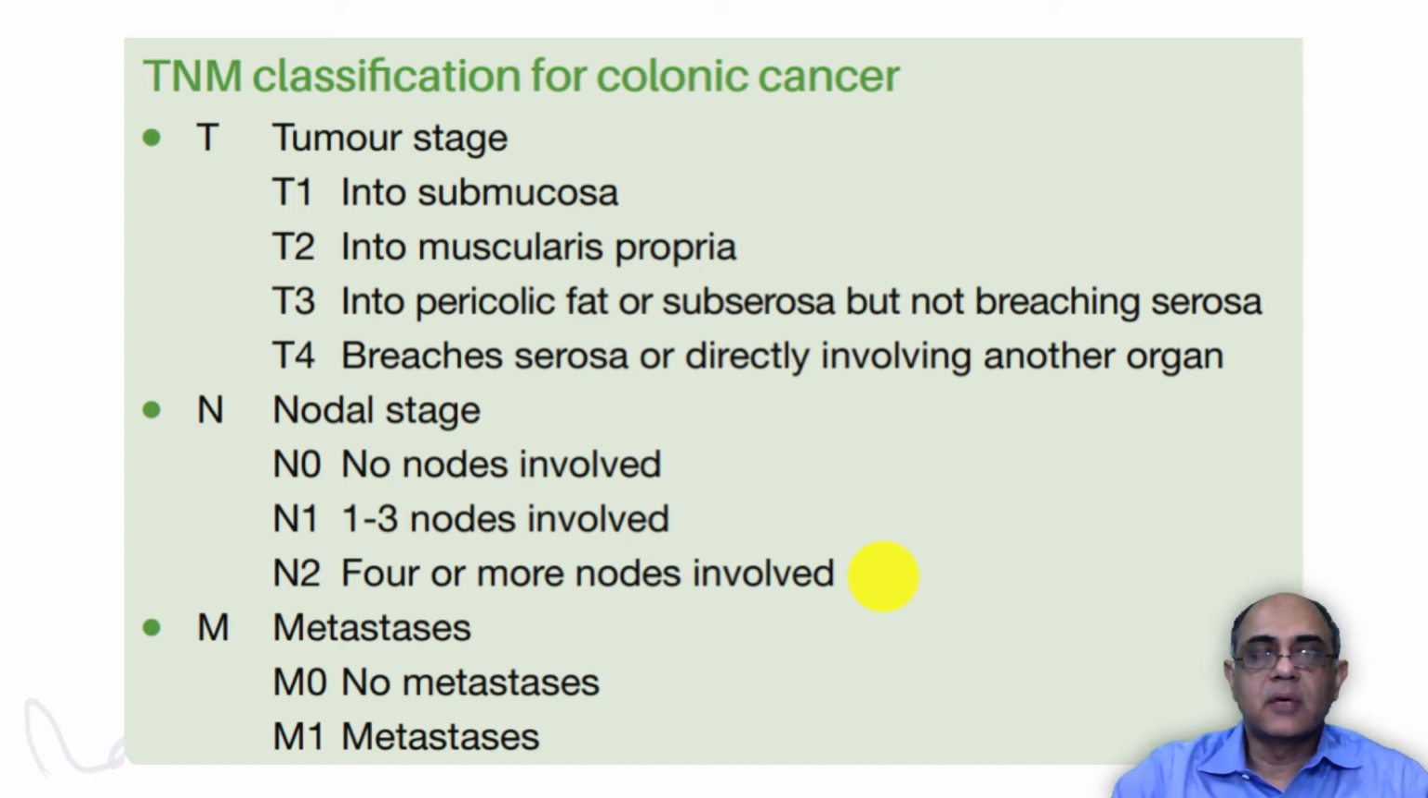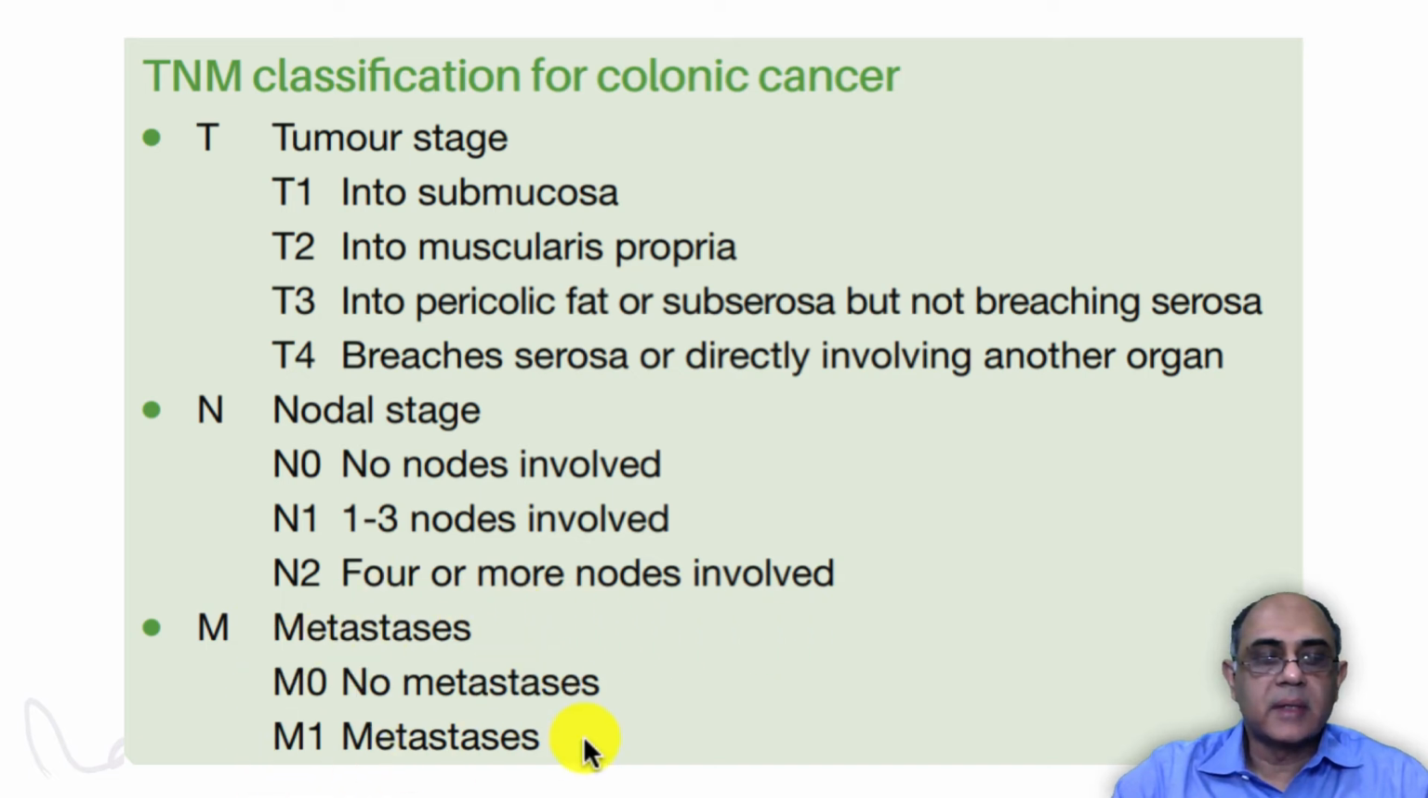And T4 is advanced cancer, which actually comes out of the bowel wall. You can see on the intestine the tumor is coming out. It breaches the serosa of the bowel wall. Then the nodes, the lymph node status, and if there are no lymph nodes, the patient will have a good prognosis. And if there are up to 3 lymph nodes, somewhere it is written up to 4 nodes, it is called N1. And if 4 or more lymph nodes are present, they are called N2.